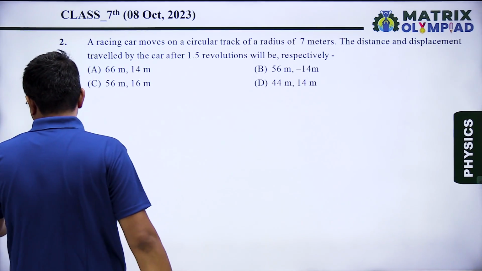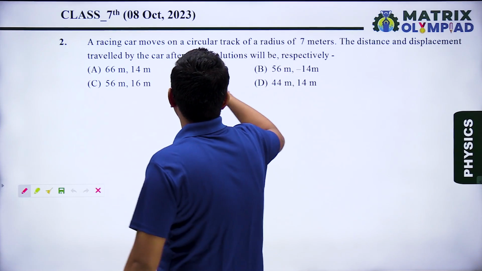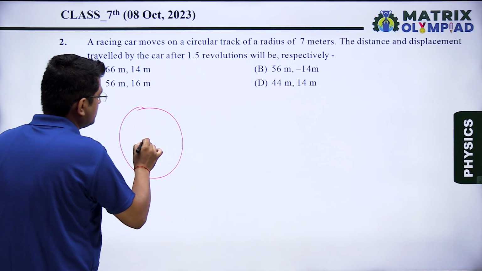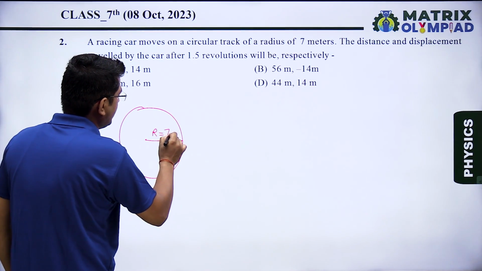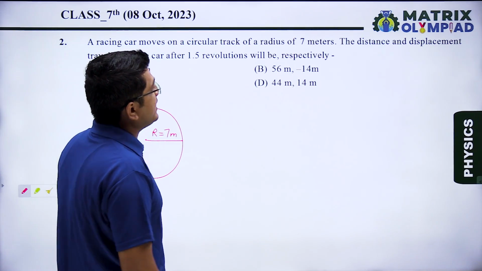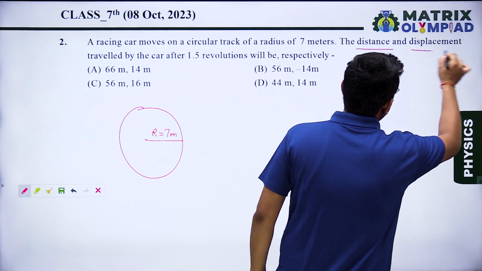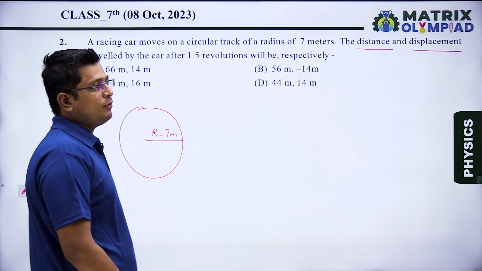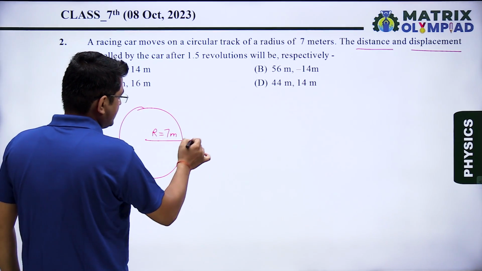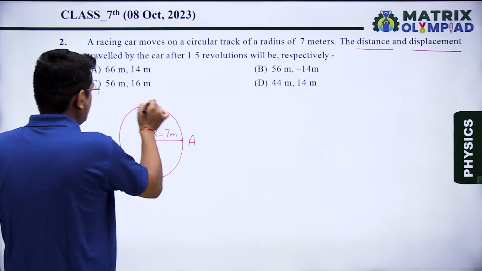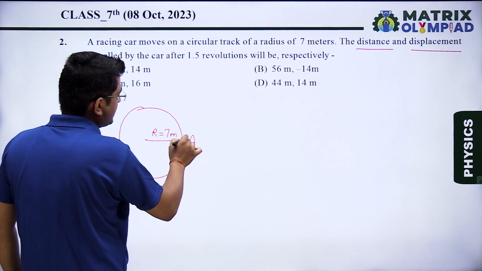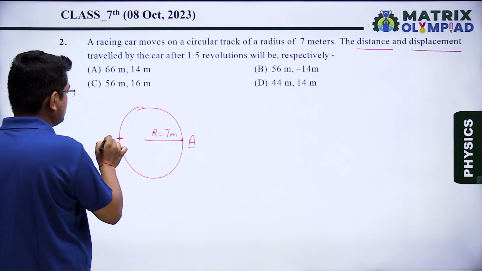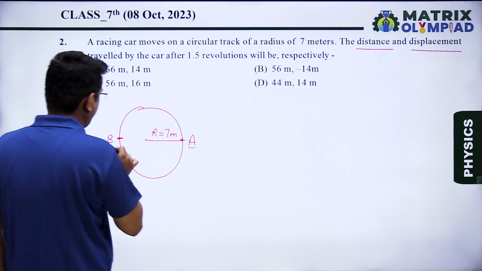Next question is, a racing car moves on a circular track of radius 7 meter. That means it is given there is a circular track whose radius r is equal to 7 meters. We have to calculate first the distance and then the displacement traveled by the car after 1.5 revolution. 1.5 means the car will start from point A, and in one complete round it reaches again to point A, and then it covers half revolution, that means it reaches point B. So initial point is A and final point is B.